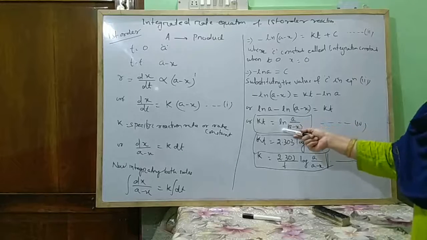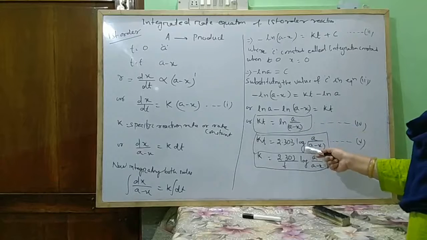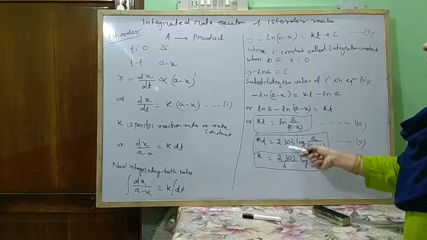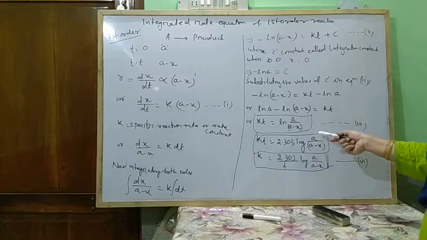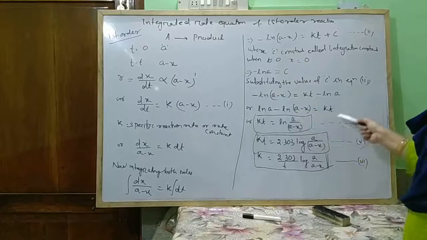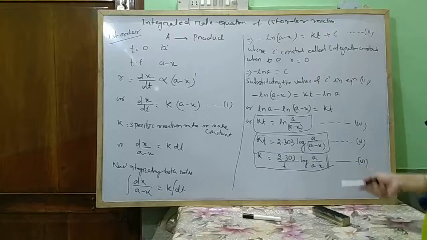So this is in terms of ln, to the base e, and this is logarithm to the base 10. This is the only difference. ln a by (a minus x) equals 2.303 log a by (a minus x). Okay, so this is one equation, and we can also express this in a different way.